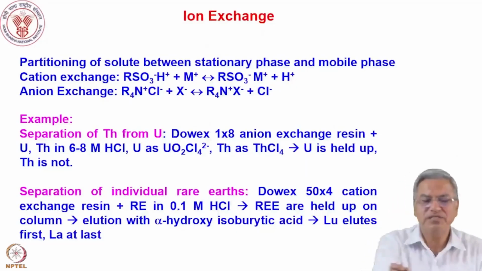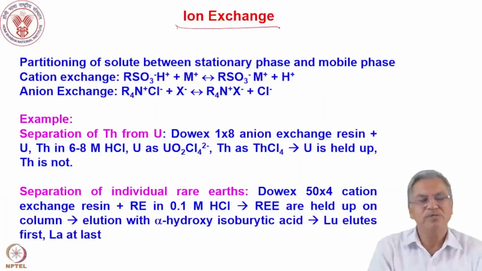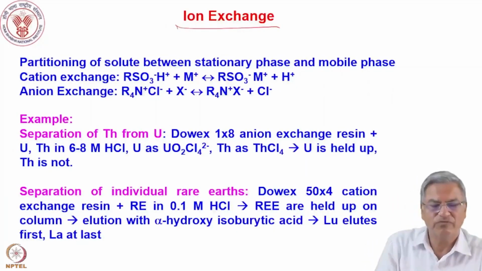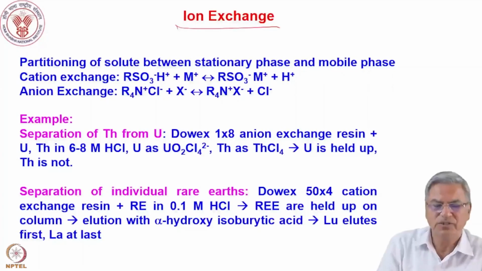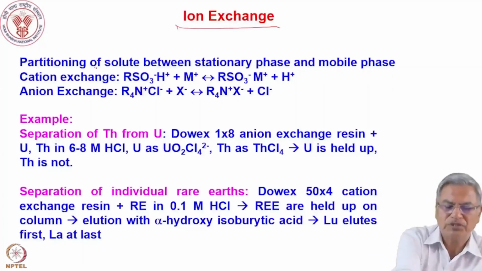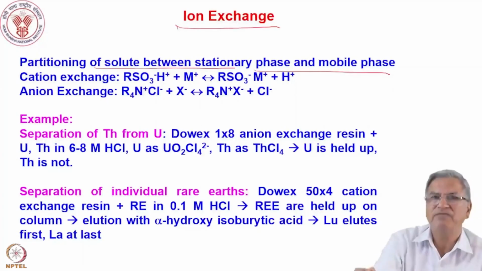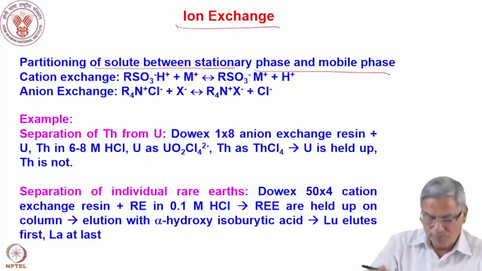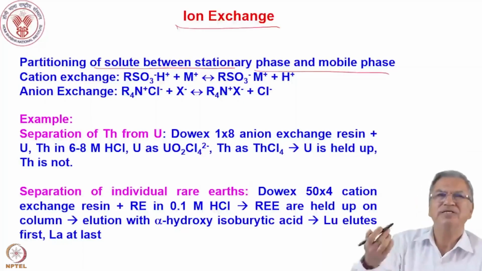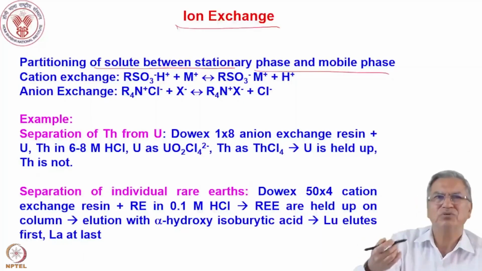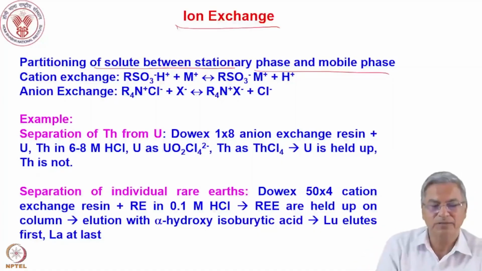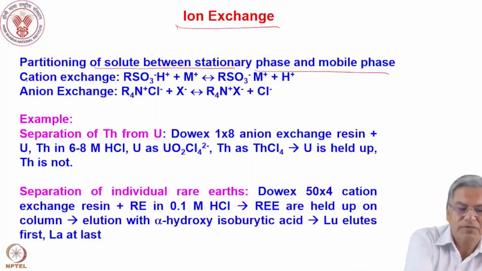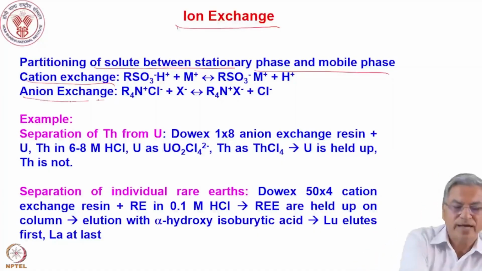Similarly, ion exchange resins. Ion exchangers are very common reagents for separation of different species. Again, it is based on the partitioning of the solute between a stationary phase, that is the resin, and a mobile phase. The mobile phase is the acid, or it can be a base, or it can contain a complexing agent. So you can have resins based on cation exchange or anion exchange.